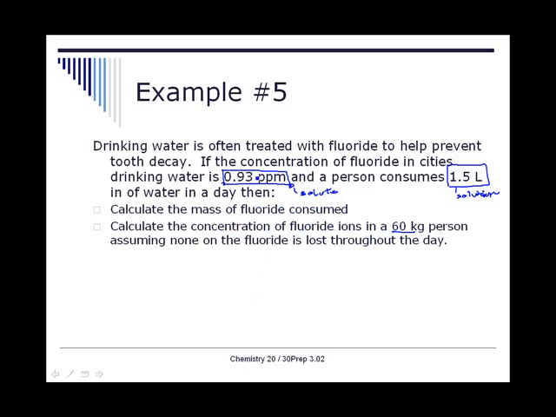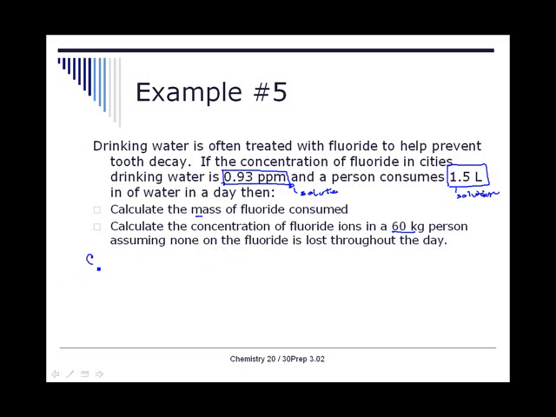So this is the parts per million concentration in the water. This will be the parts per million concentration in a single person, assuming they don't lose any of the fluoride throughout the day. So first we'll calculate the mass of fluoride consumed.